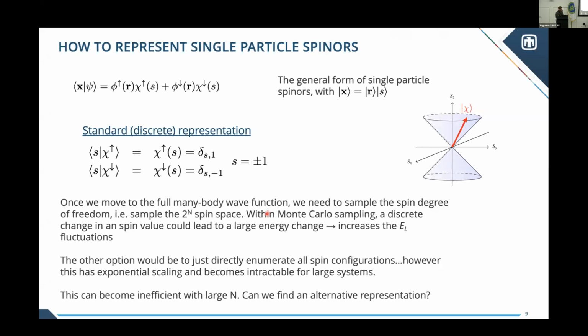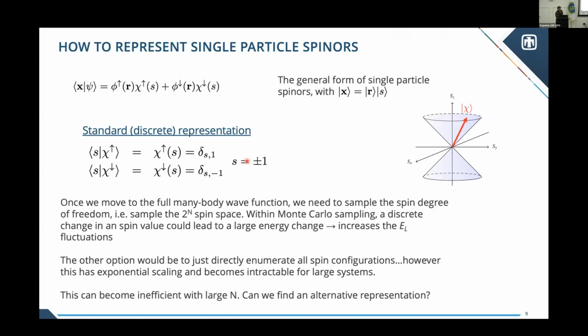There's a problem with this, is that once you move to doing the full many-body wave function and the full sampling in QMC, you would need to sample that spin degree of freedom. And if it's discrete, if you imagine putting these spin orbitals into a determinant and then turning on and off the up and the down orbitals in the full determinant, whenever you're calculating the local energy, if you're suddenly switching out to a different orbital, you could get artificially large energy fluctuations, which could actually be inefficient for your calculation.